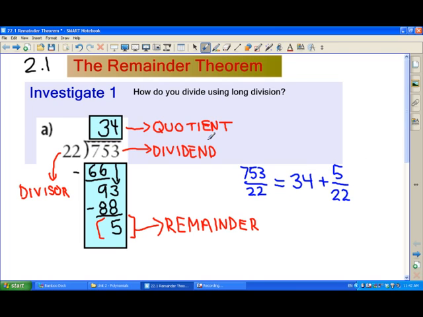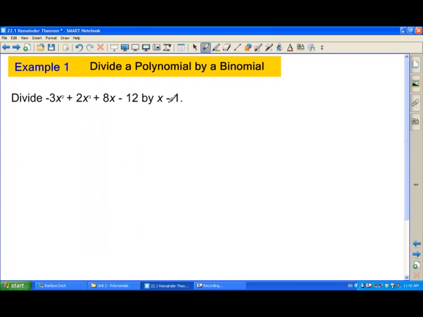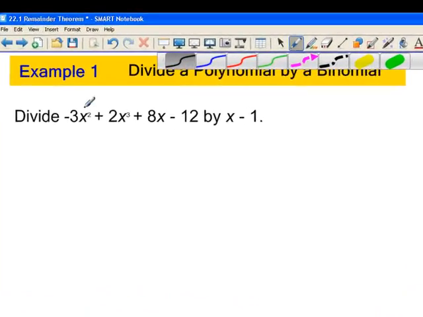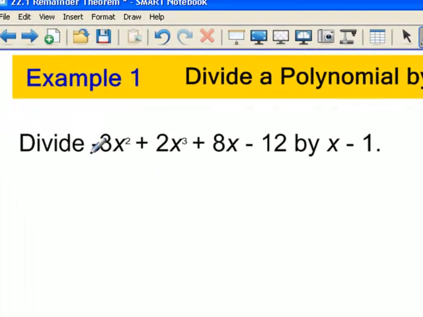Now, our biggest challenge today is seeing how we can take this idea of long division with numbers and apply it to polynomials. So we want to divide a polynomial by a binomial. So let's take a look at how we can do that. Well, notice my question is the polynomial negative 3x squared plus 2x cubed plus 8x minus 12, and we're going to divide that by x minus 1.